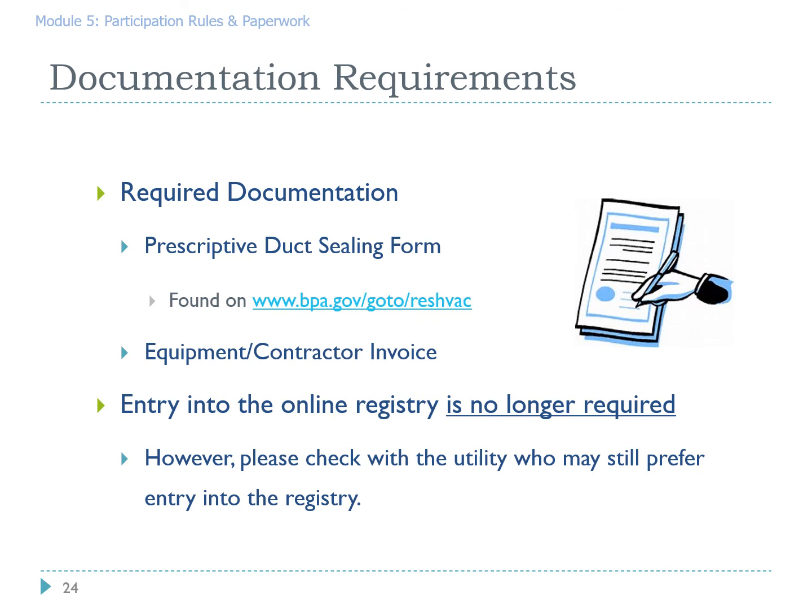Documentation requirements may change between utilities, and we urge you to check first. But generally, the required documentation is the prescriptive duct sealing form, which can be found at bpa.gov/go-to/reshvac, and you'll need your contractor invoice. Entry in the online registry is no longer required for prescriptive duct sealing. However, please check with your utility, who still may prefer that you enter the work into the registry.